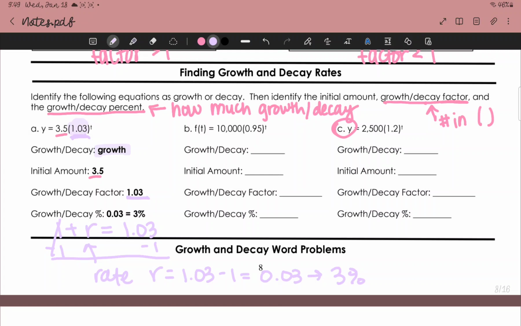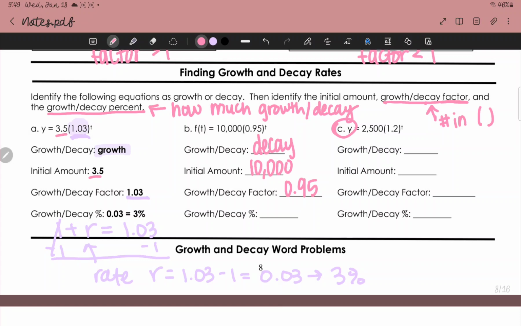So I will do B with you. First off, looking at our function, the first number is going to be our initial amount. Our initial amount here is 10,000. The factor is always what's in the parentheses, and what's in our parentheses is 0.95. That's smaller than 1. Since it's smaller than 1, that tells me I've got decay.